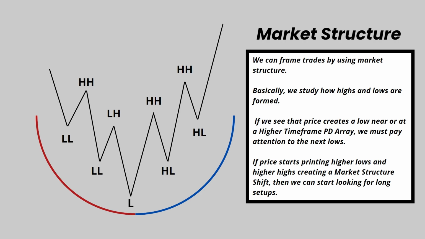First, I'm going to introduce you to what I use to know where the market is going. Here you have market structure. We can frame trades by using market structure. Basically, we study how highs and lows are formed. If we see that price creates a low near or at a higher timeframe PD array, we must pay attention to the next lows. If price starts printing higher lows and higher highs, creating what we know as a market structure shift, then we can start looking for long setups, as you can see in this example.